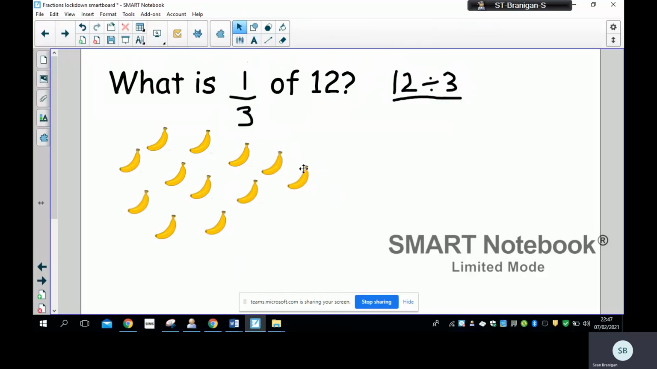So I've got my 12 bananas here. I don't know why bananas. There was fruit on your worksheet, on your to-do, so I've gone with the fruit too.